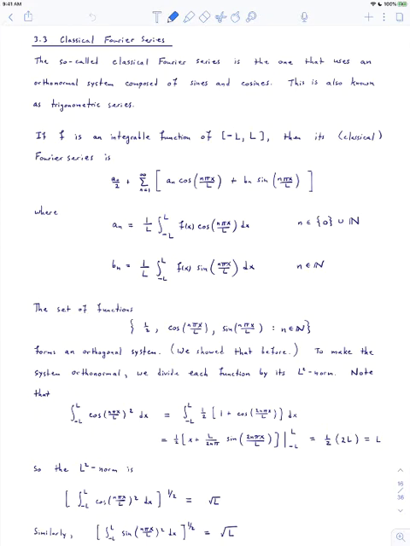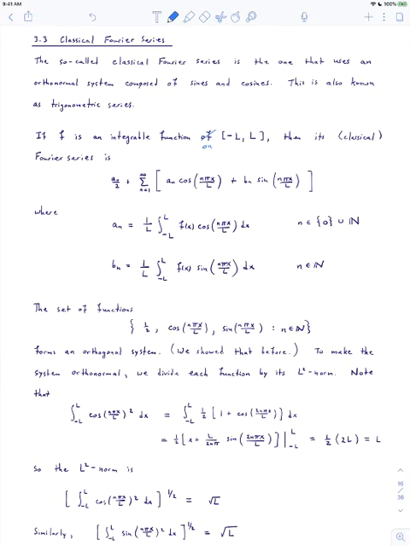If f is an integrable function, not of, but this should say on, the interval from minus L to L, then its classical Fourier series is the one that looks like what you see here. A0 over 2 plus the sum going from n equals 1 to infinity of an times cosine of n pi x over L plus bn times sine of n pi x over L, where an and bn are the Fourier coefficients.